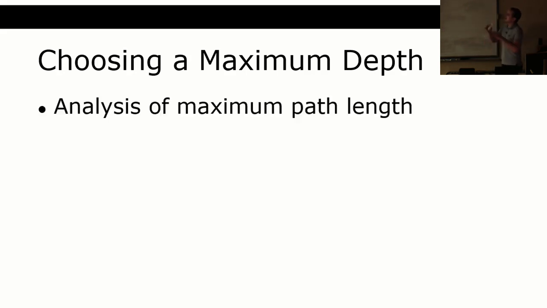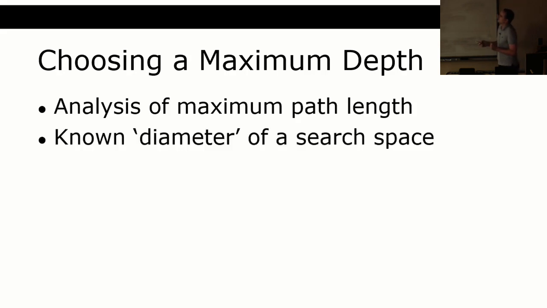So that chair is what, 6 meters away? So maybe I choose L to be 7 so that I know I will find a path to that chair. So that's some sort of analysis of maximum path length. Maybe we'll do that. Maybe we know the diameter of the search space, right? Like, I don't know the distance, but maybe someone told me that it won't be more than depth 20, so maybe I'll choose 20.